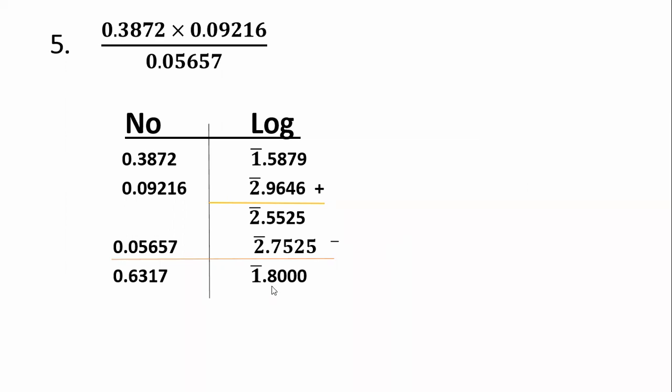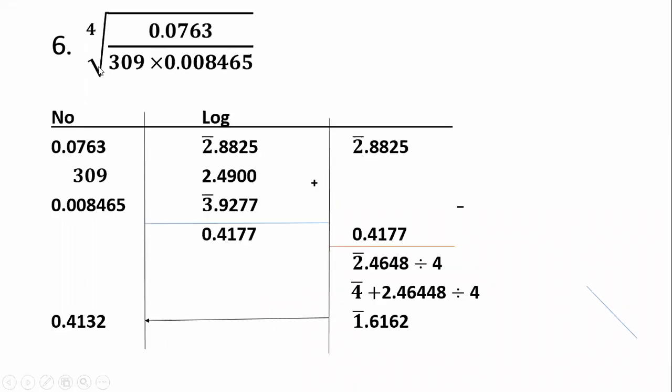You can now check from the first table. 80 under 0, no difference. That will give us 6317. Bar 1 is also under 10, so 0.6317. And we have another one.